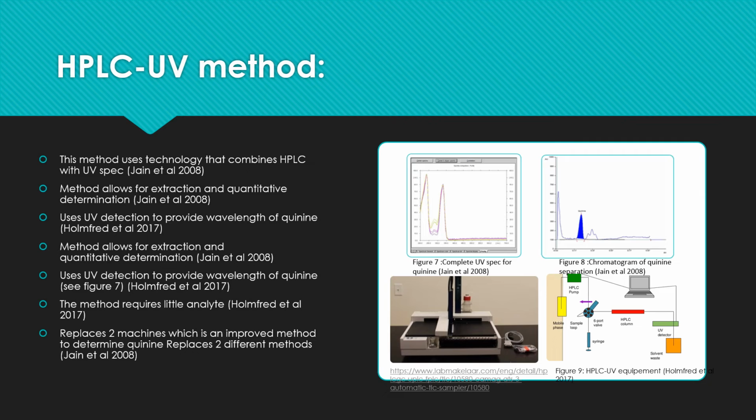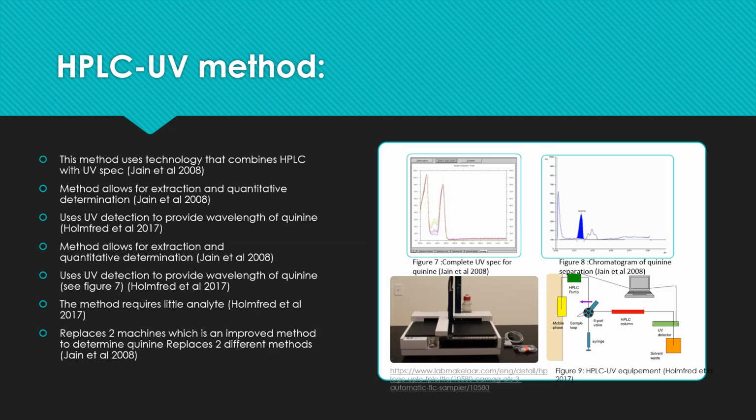HPLC-UV allows for extraction of quinine from the cinchona bark, providing a method that is fast but also providing data for processing of quinine on a large scale from raw material. The method includes UV detection for this analysis of quinine, which contains UV absorbing properties. This then allows for the correct determination of wavelength in order to complete the HPLC.